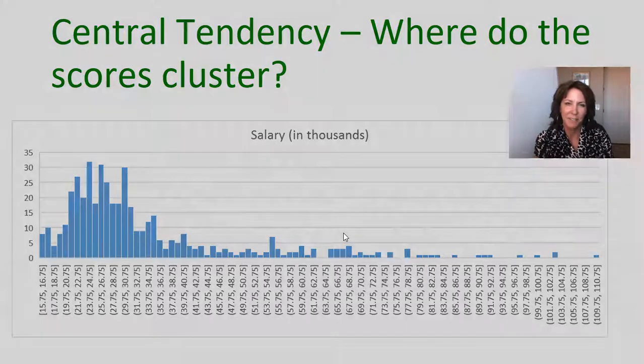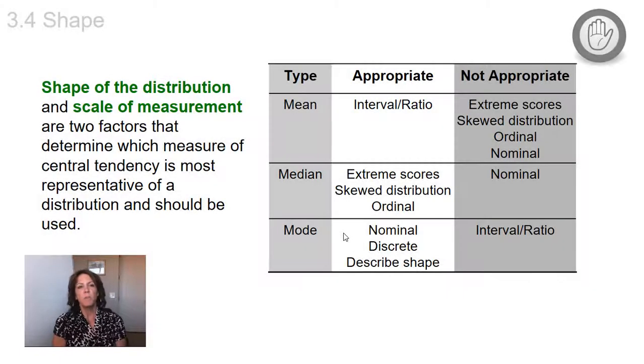So let's just review that the shape of the distribution and the scale of measurement are two different ways that help us to determine what kind of central tendency we're going to use. In other words, we want the central tendency that's going to be most representative of the distribution. We want it to be real. We want it to mean something, right?